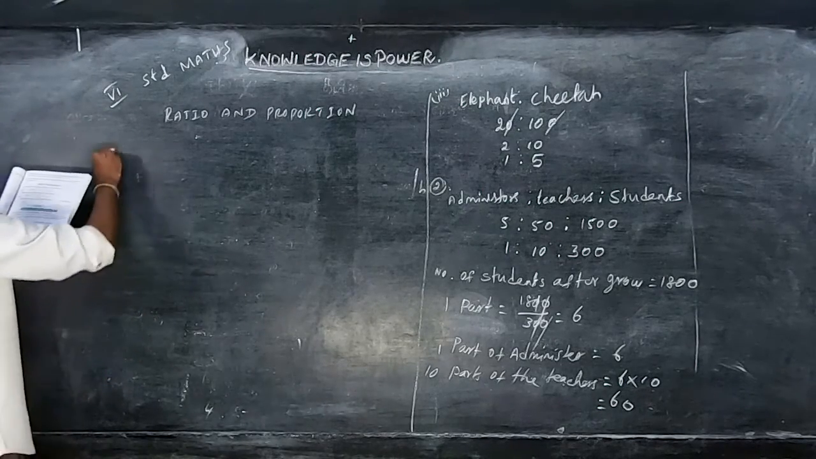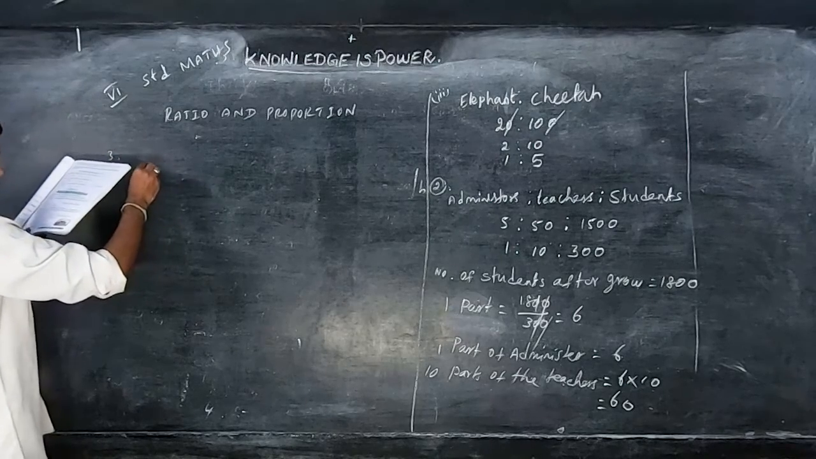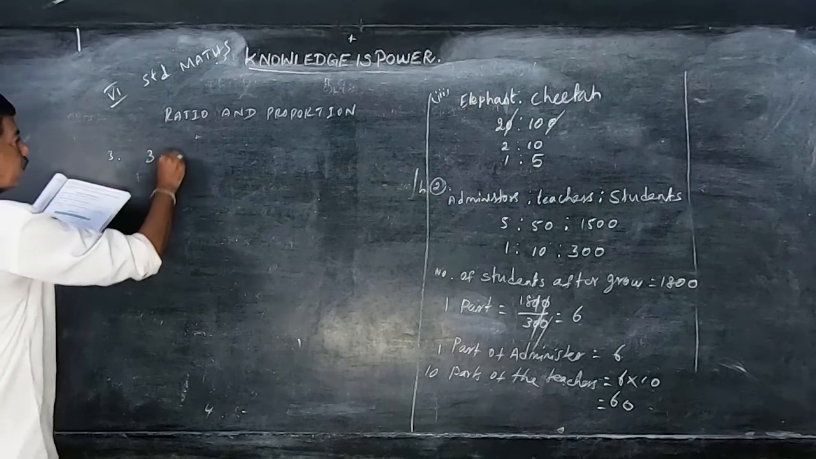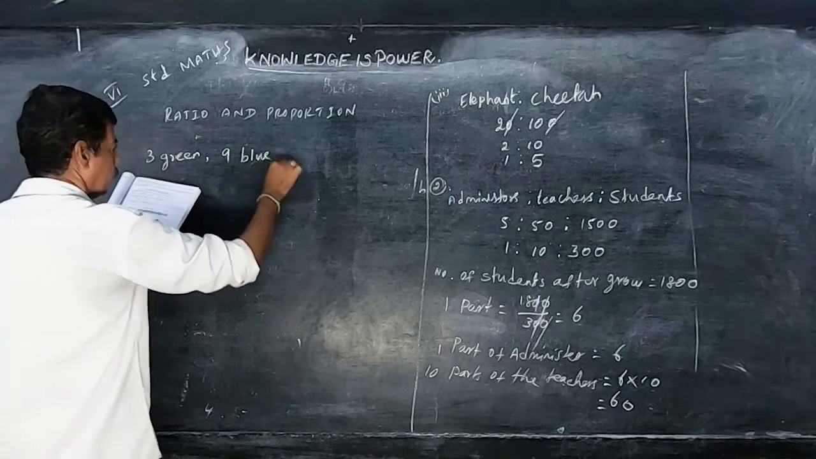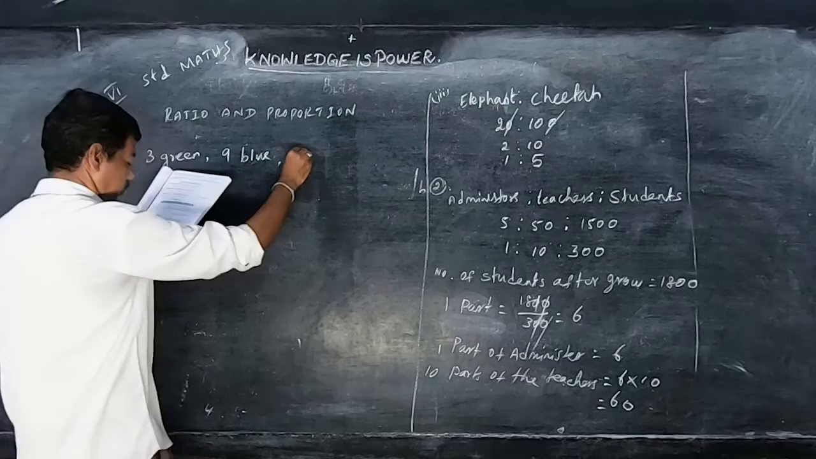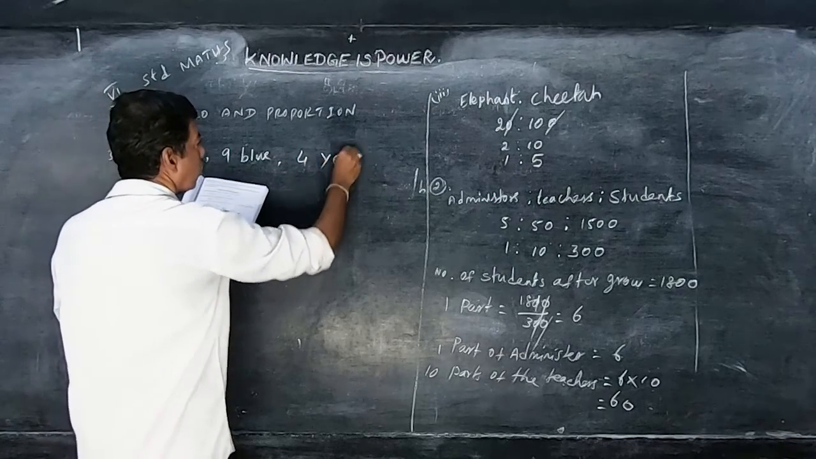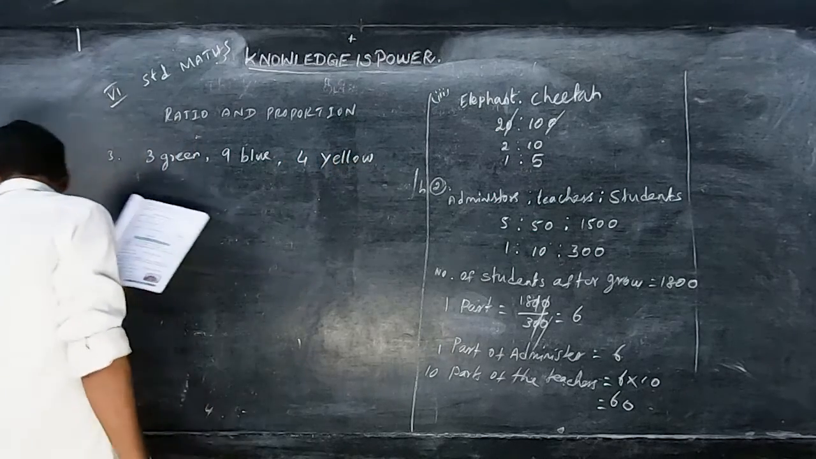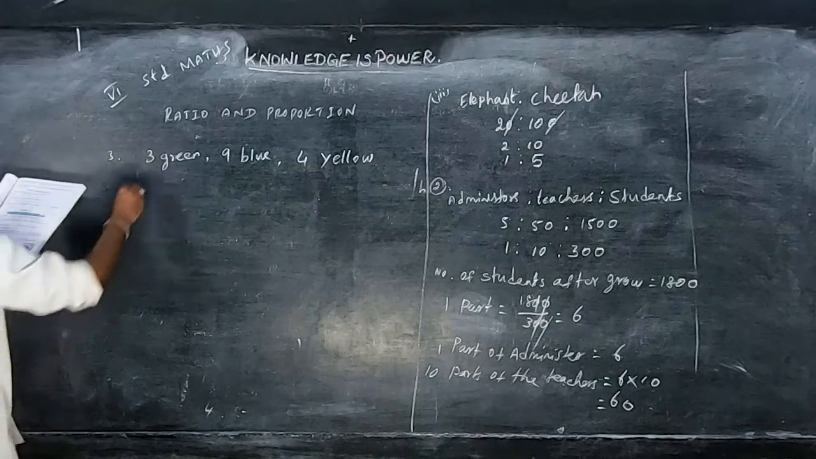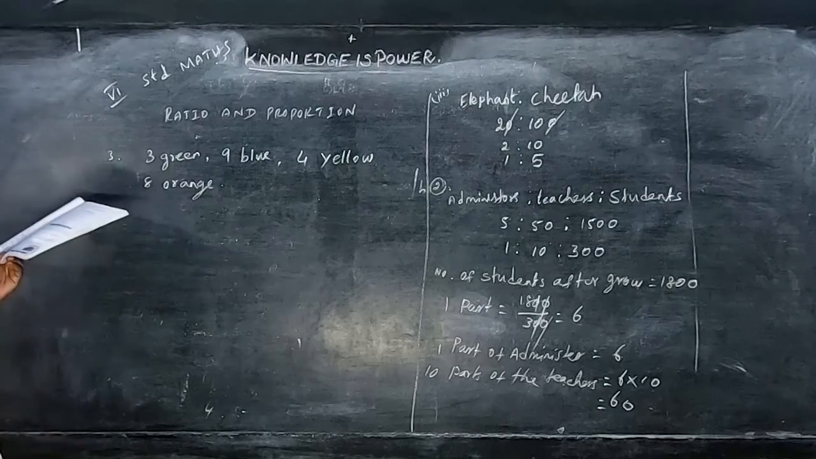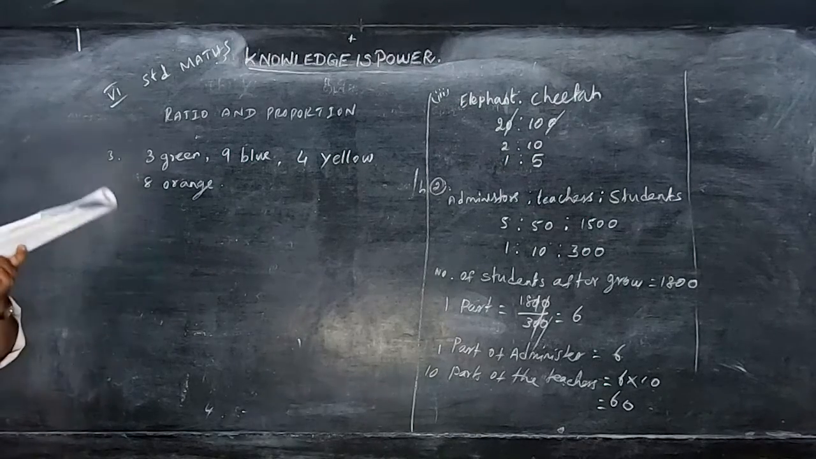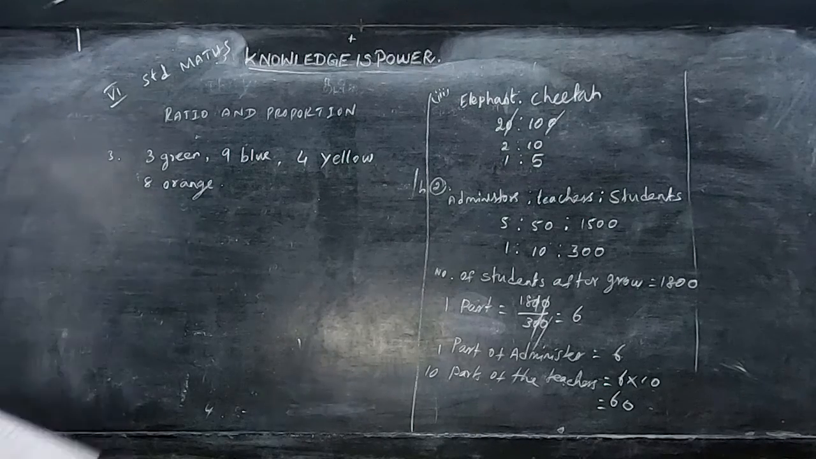So question number 3. 3 green, 9 blue, 4 yellow, then 8 orange. This many cubes are inside. What is the ratio of orange to yellow cubes?